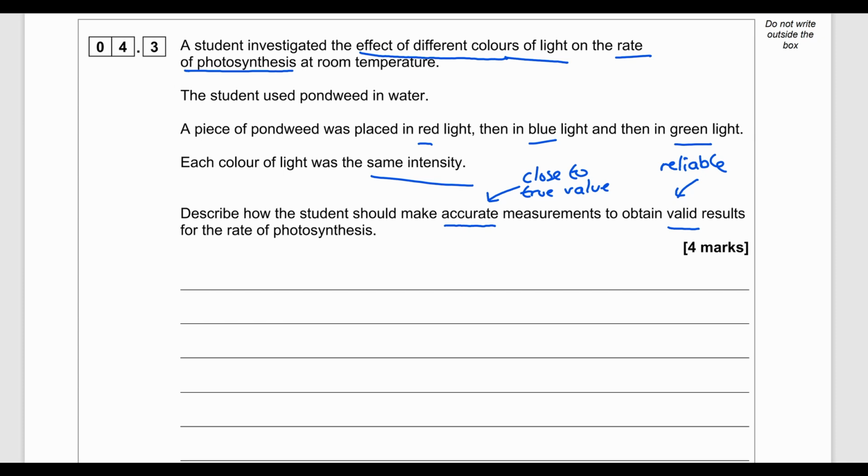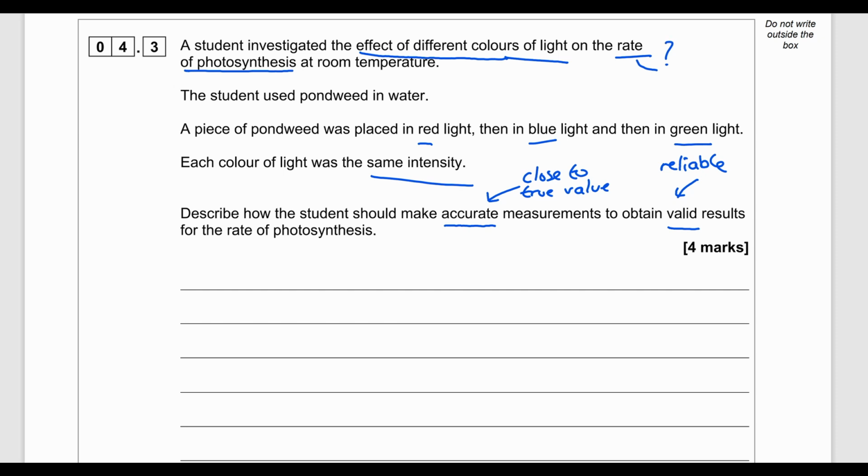Well, let's look at that first sentence then again. And thinking back to our previous question, which is to do with our amylase, it's talking about, again, the effect of something. So we're investigating the effect of different colors of light. So our independent variable will be the different colors of light. That's what we're going to be changing. But what are we going to be measuring? We're going to be measuring the rate of photosynthesis.